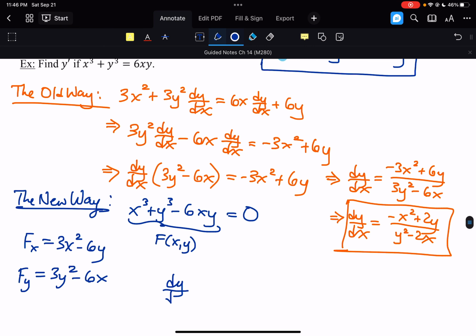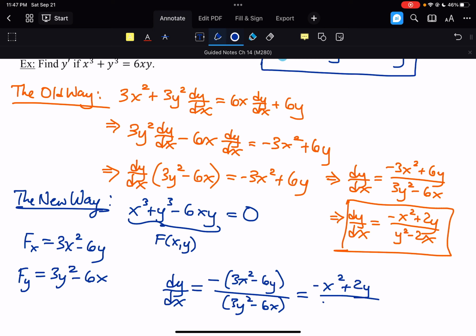So dy dx will be negative fx over fy. And we can go ahead, we can get rid of the 3. Let's distribute this negative. So we'll get negative x squared plus 2y over y squared minus 2x. And as you can see, it's exactly the same in far fewer steps and far simpler steps.